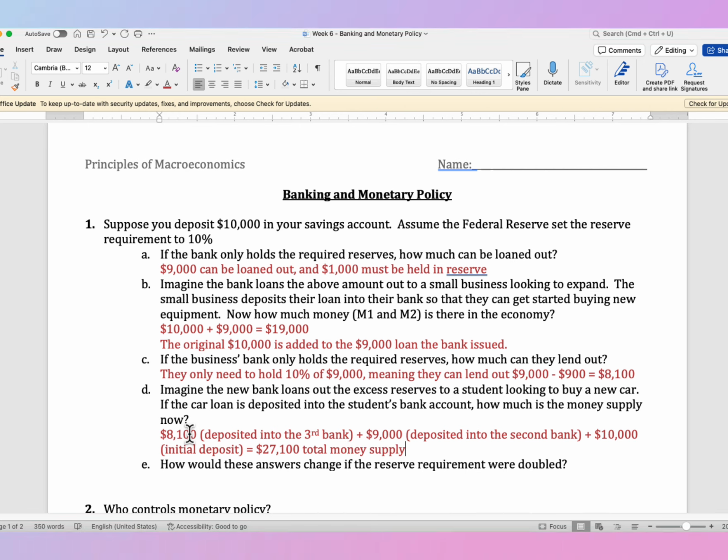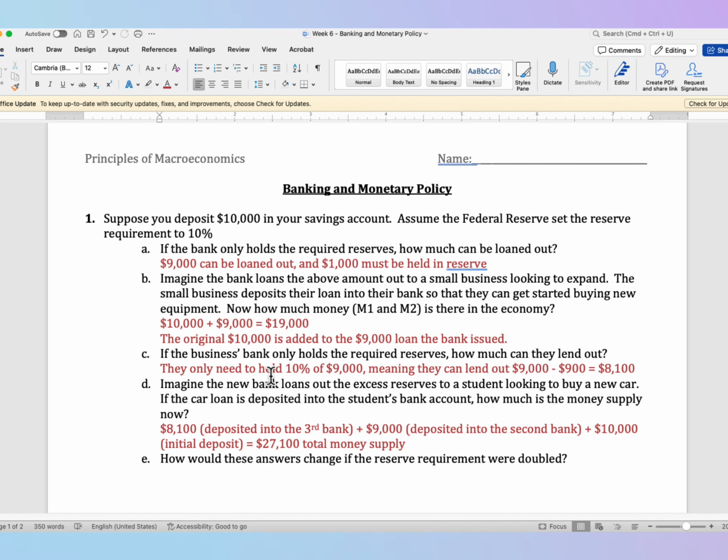So now the supply of money in this little miniature economy has grown through fractional reserve banking. Now this is the key here, and this is the part that gets into that money multiplier. How would these answers change if the reserve requirement was doubled? Well, if the reserve requirement doubled, the banks would have to keep more of each deposit, meaning the loans would be smaller at each level. What would that look like?